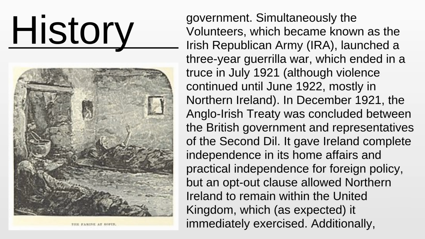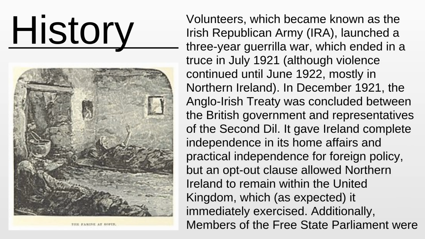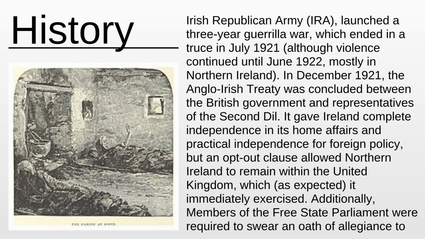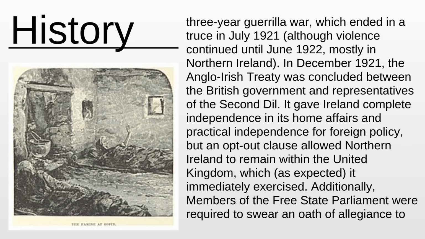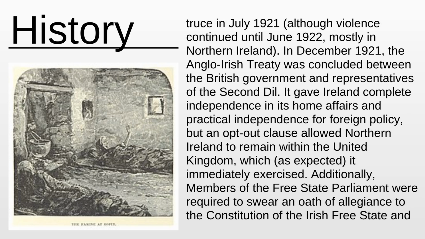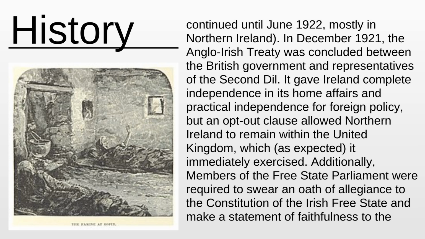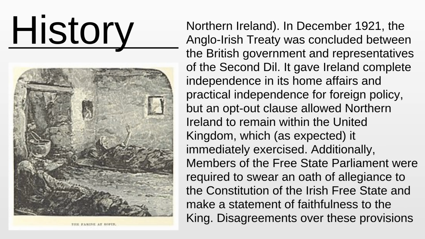Simultaneously, the Volunteers, which became known as the Irish Republican Army, IRA, launched a 3-year guerrilla war, which ended in a truce in July 1921, although violence continued until June 1922, mostly in Northern Ireland.